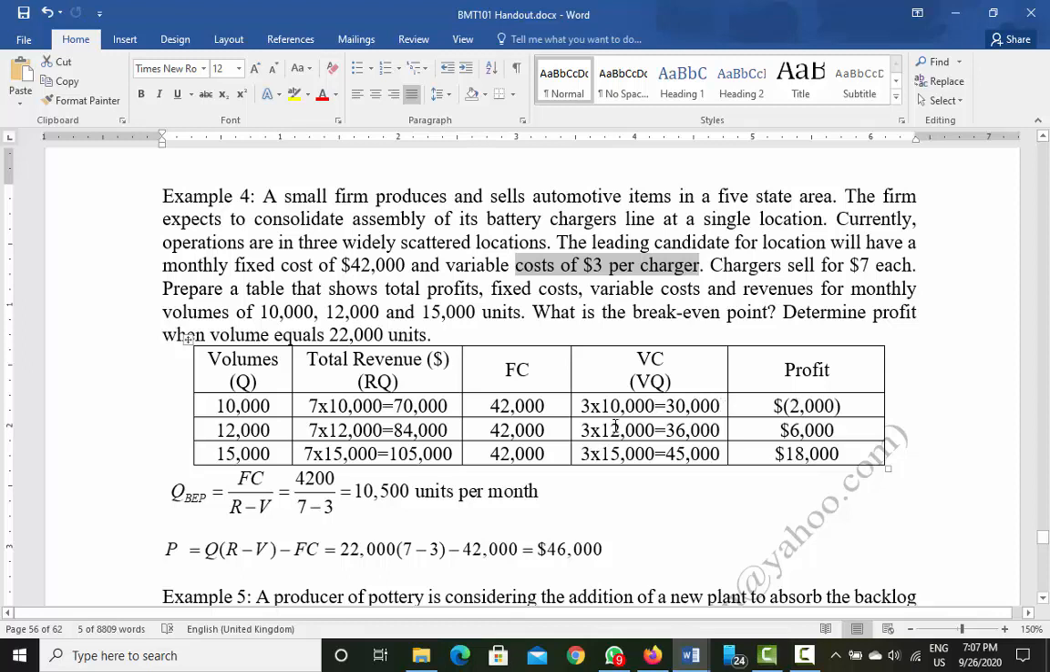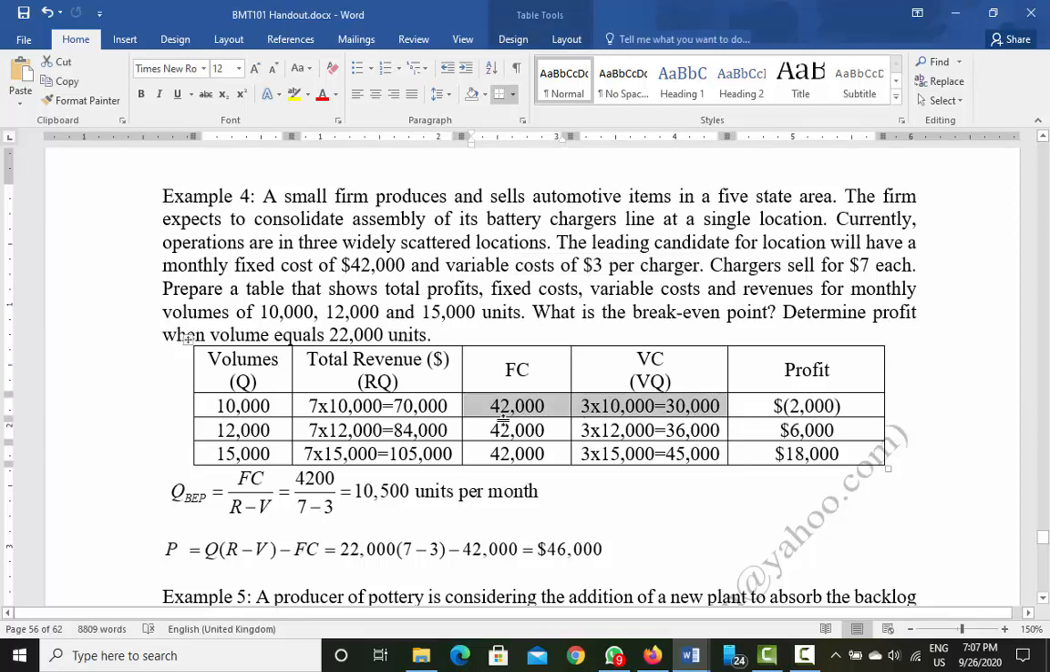Now the total profit. Total profit is total revenue minus total cost. Total cost means 42,000 plus 30,000, so total cost is 72,000. And here total revenue is only 70,000. So 70,000 is the total revenue, that is total income, minus 42,000 minus 30,000, that means we will have a $2,000 loss.